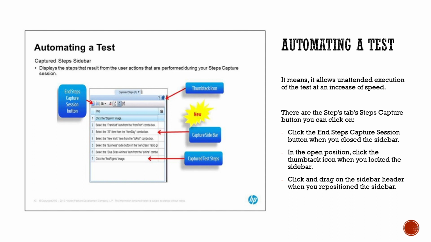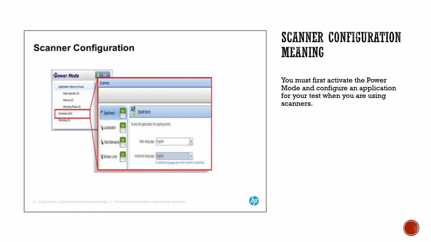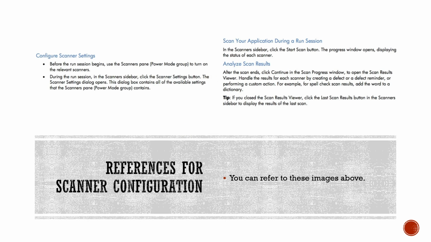In the open position, click the thumbtack icon when you want to lock the sidebar. Click and drag on the sidebar header when you want to reposition the sidebar. List of scanners. The following scanners are Broken Link Scanner, Localization Scanner, Spell Check Scanner, Web Standards Scanner, and Custom Scanner. Scanner configuration: you must first activate power mode and configure an application for your test when you are using scanners.